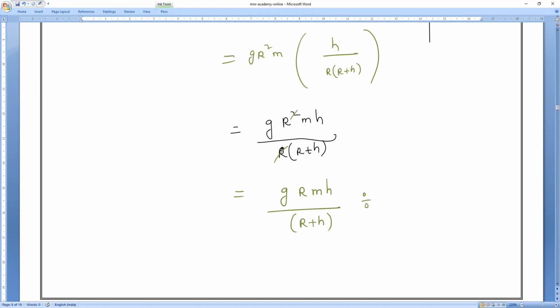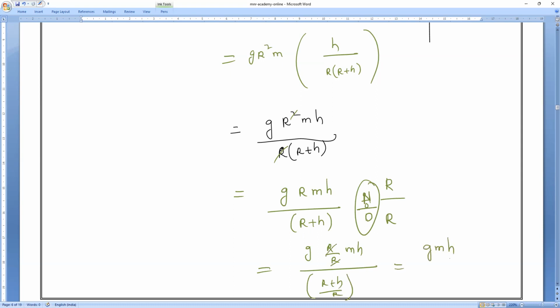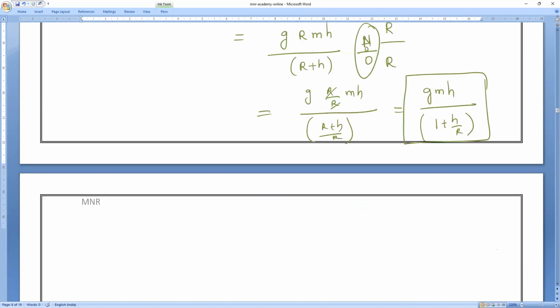Now, both numerator and denominator, divide with R, so what will happen, everybody? Up top, R divided by R into mH, divided by here R plus H by R. So here R R will get cancelled, and we get g into m into H divided by, so LCM R, 1 plus H by R. So this is the formula for change in potential energy. So no system will possess potential energy; always what we can calculate, everybody? Change in potential energy.